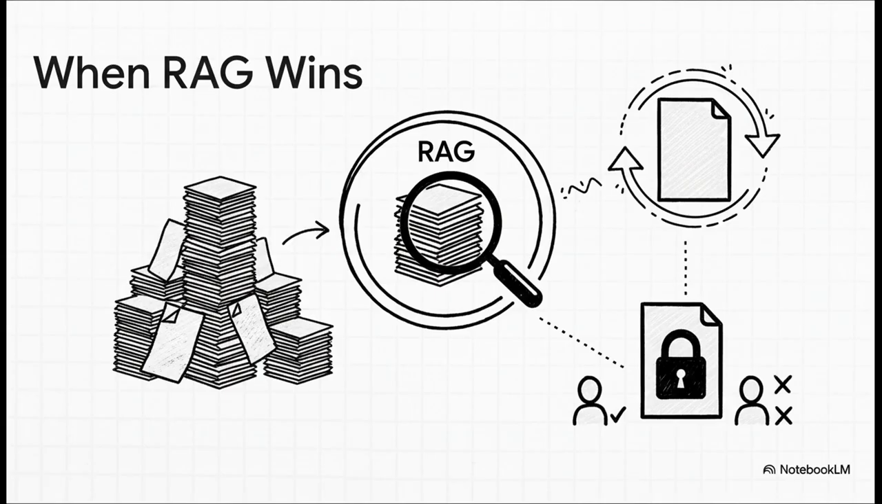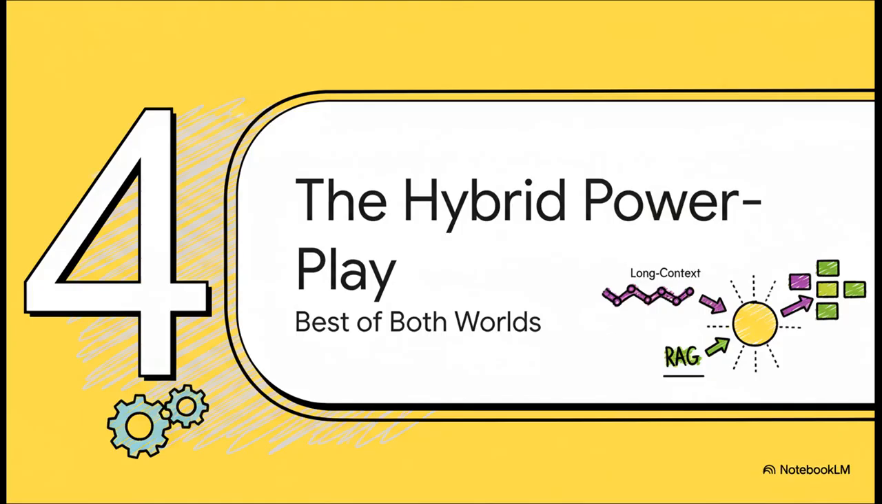Or, and this is super important, if you need to lock things down so users only see the info they have permission to see. Okay, but here's the real pro move. What if I told you that you don't actually have to pick just one? This is where things get really clever. The most sophisticated builders out there, they're mixing and matching.